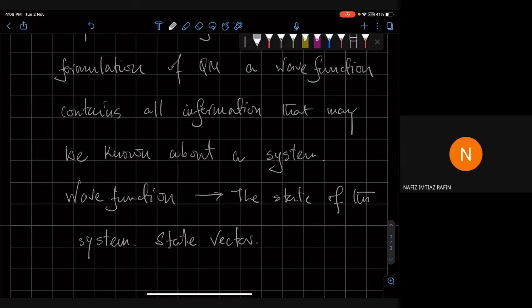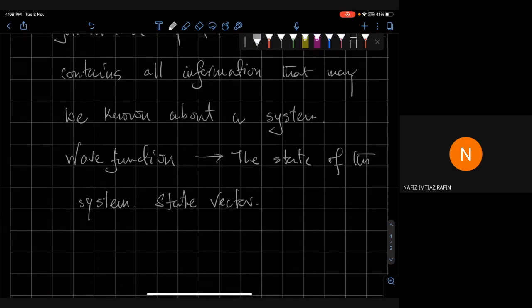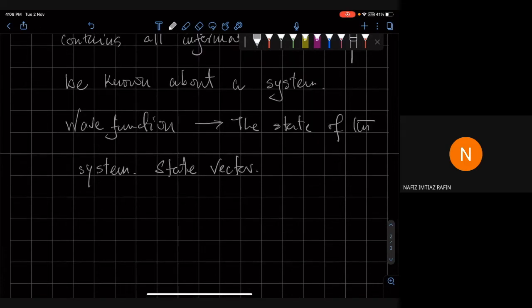And you might say, why is it a vector? Why do we use the word vector? Because you can think of functions as generalized vectors, vectors in an infinite dimensional vector space. And when the time comes, we will explore that interpretation. For now, just think of the wave function as a function which gives you the state of the system.